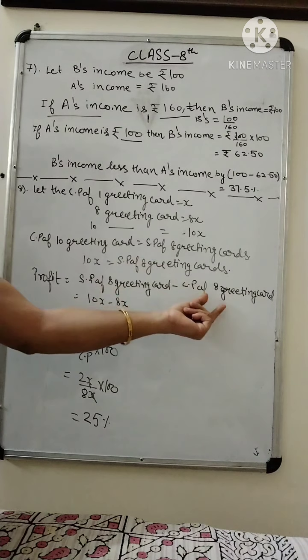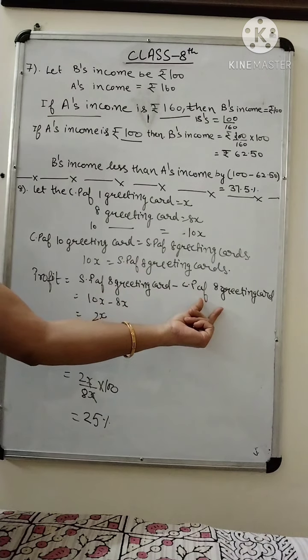Whatever number of cards were sold, we will compare with the cost price of only those. Okay? The selling price of 8 greeting cards minus cost price of 8 greeting cards. So selling price is 10x, cost price is 8x. After subtraction it's coming 2x.